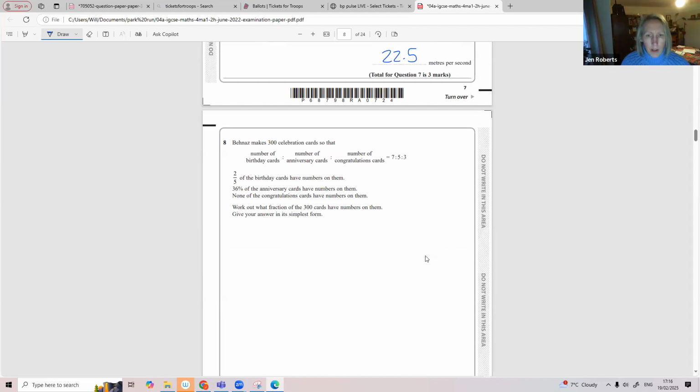The first thing, even before I read anything else here, I know we've got 300 celebration cards shared out in this ratio here. How many parts do we have altogether? 15. 300 divided by 15 is 20. And then, so number of birthday cards. 20 times 7 is 140.